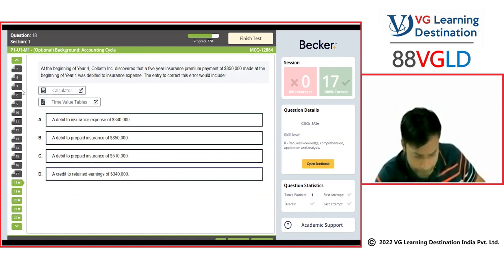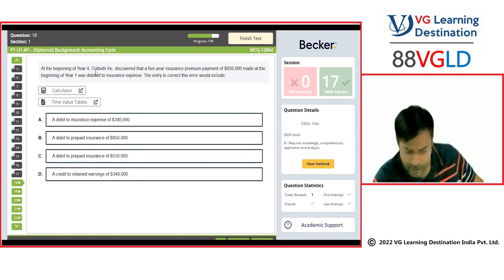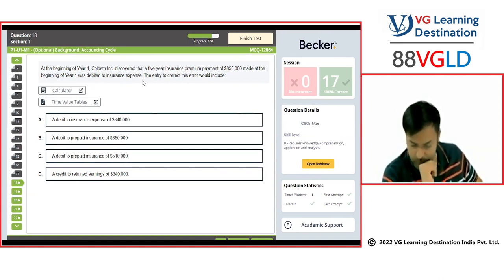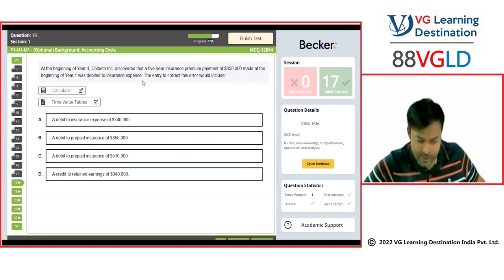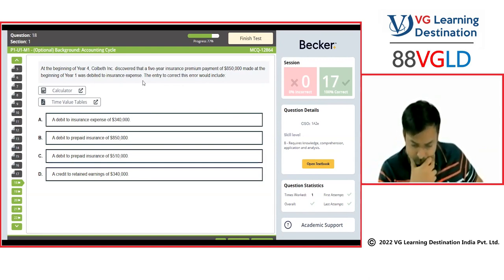170 is per annum. Let's see again. At the beginning of year four, everyone, you have discovered that whatever that amount was, you have debited everything in year one. So that means how many years have gone? Three years have gone in that case, right? Now, how many years are left in this case, everyone? 2 years are left, right? That means what is going to be the insurance for the 2 years? What is the value of the 2 years amount?